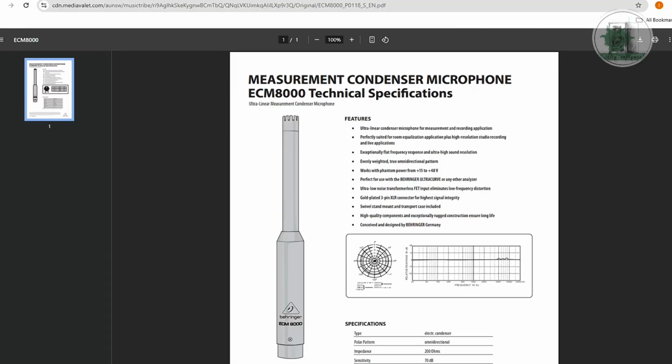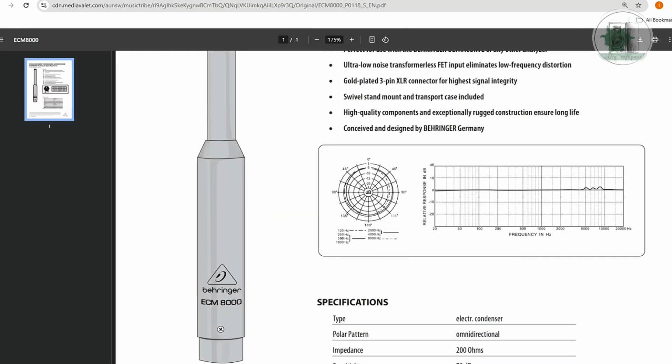The graph on the right shows that this microphone has a very flat frequency response up to 20 kHz. This means it can capture sound pressure with excellent accuracy. The flatter the response graph, the more precise the measurement.